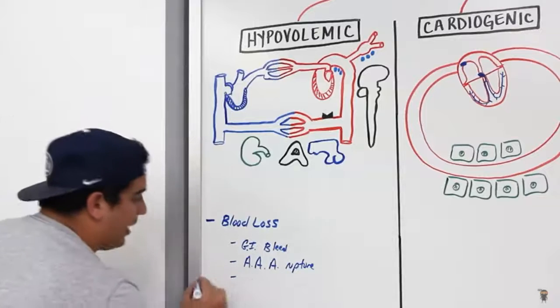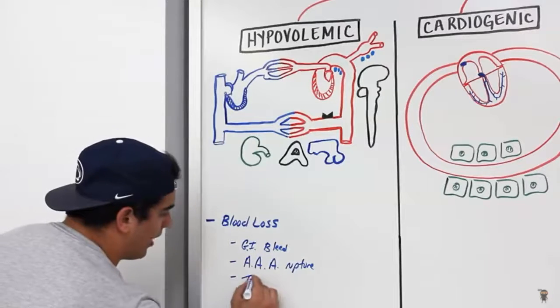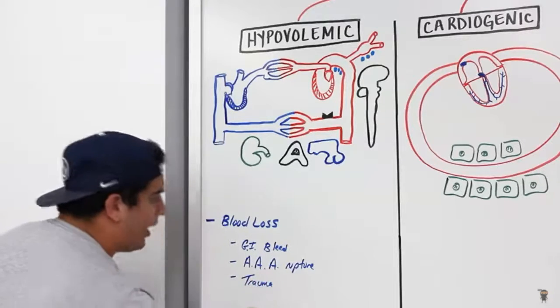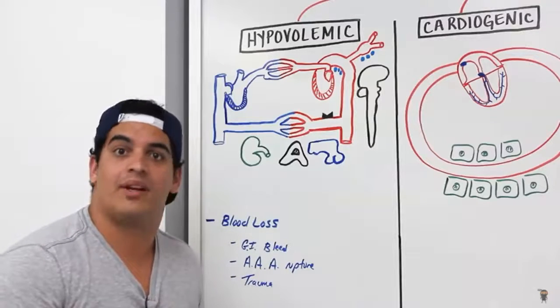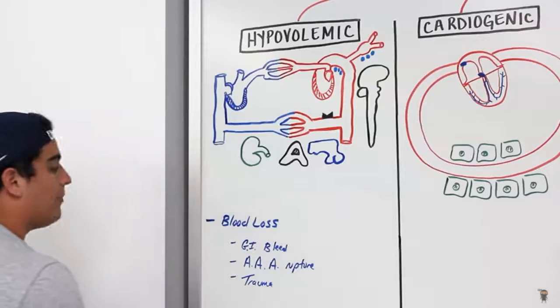Another one could possibly be trauma, okay? So if I got hit in the back of the head with a 2x4, or if I got shot or something like that, I'm definitely gonna start losing some blood. So certain types of trauma.